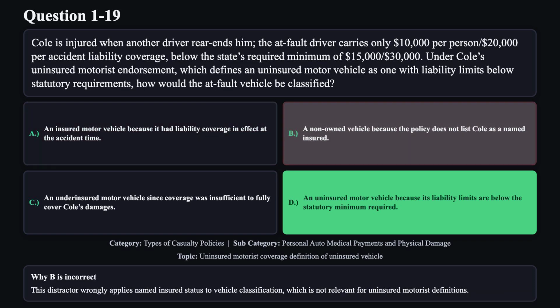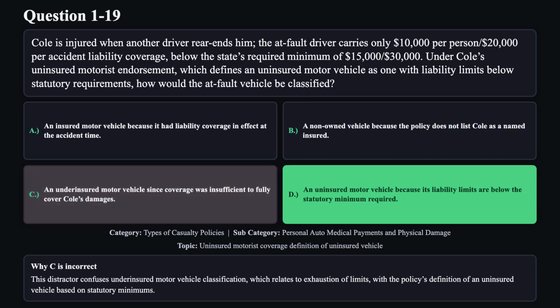Reason B is not correct. This distractor wrongly applies named insured status to vehicle classification, which is not relevant for uninsured motorist definitions. Reason C is not correct. This distractor confuses underinsured motor vehicle classification, which relates to exhaustion of limits, with the policy's definition of an uninsured vehicle based on statutory minimums.